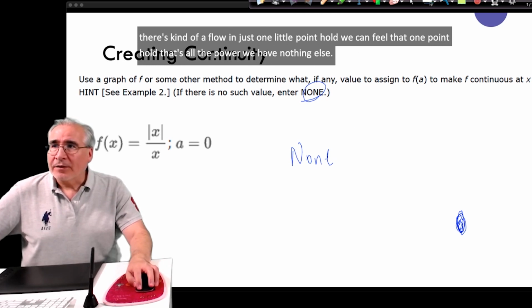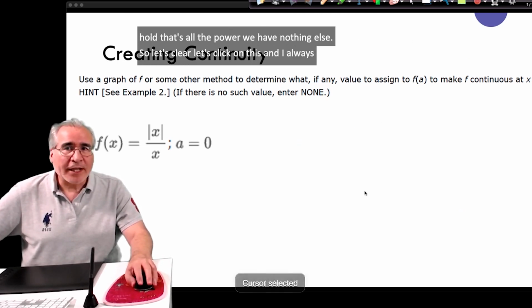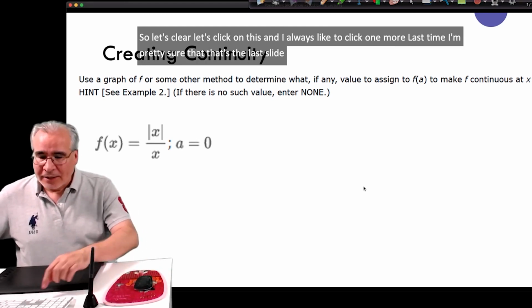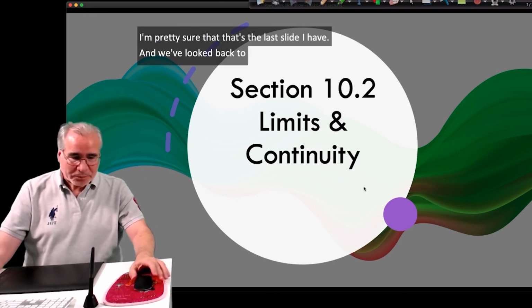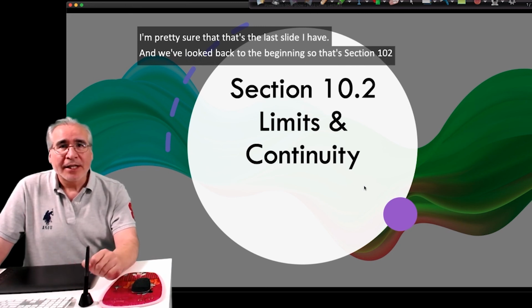Okay, so let's clear this. Let's click on this. And I always like to click one more last time. I'm pretty sure that's the last slide I have, and we've looped back to the beginning. So that's section 10.2, limits and continuity.